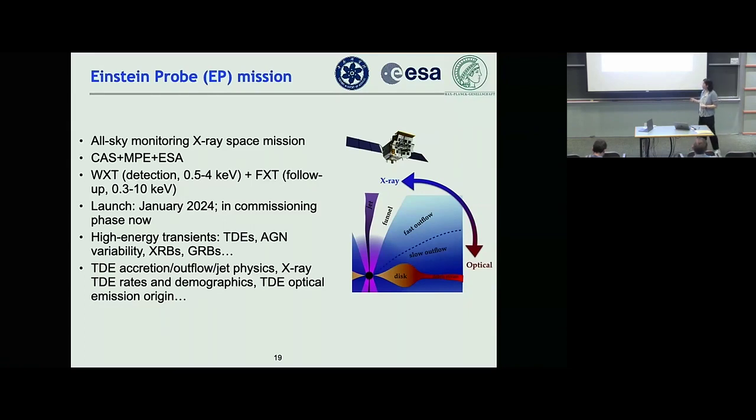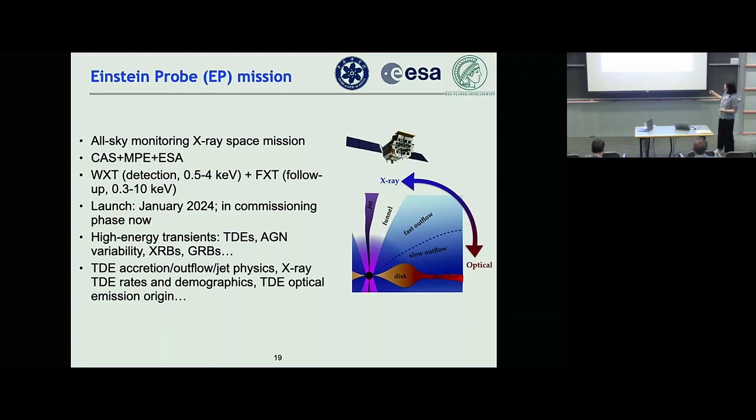It has a wide-field detection component and also a follow-up telescope. It's designed to find high-energy transients like TDEs, AGN variabilities, XRBs, and GRBs. We have found a lot of GRBs already, even in the commissioning phase. And I think for the audience in this room, what's most interesting is that we're going to find a lot of X-ray strong TDEs using this telescope.